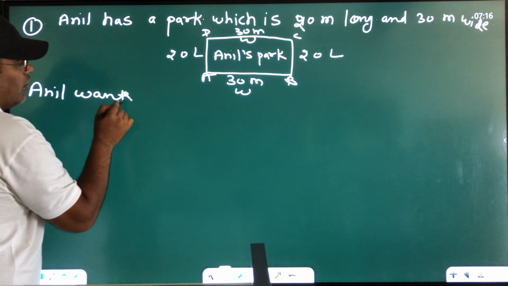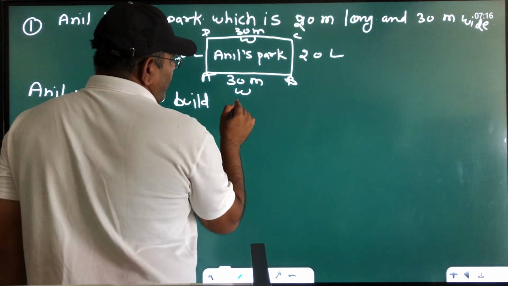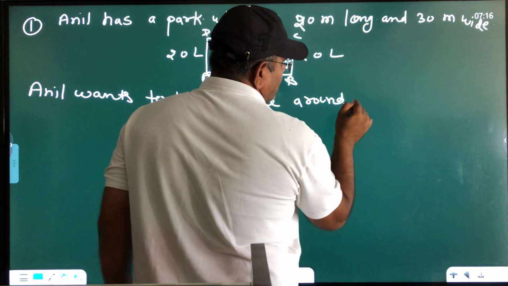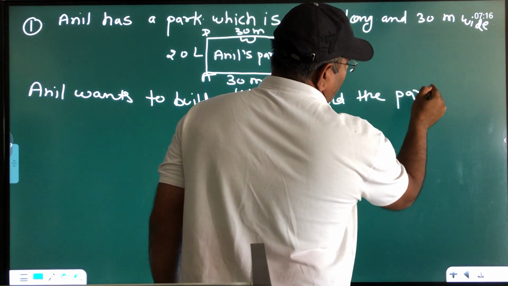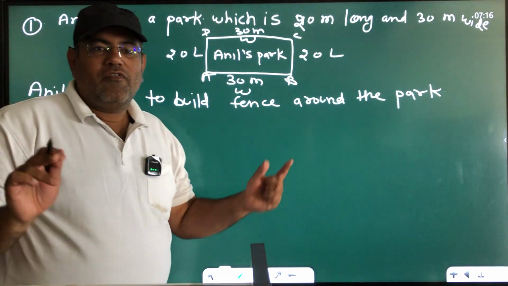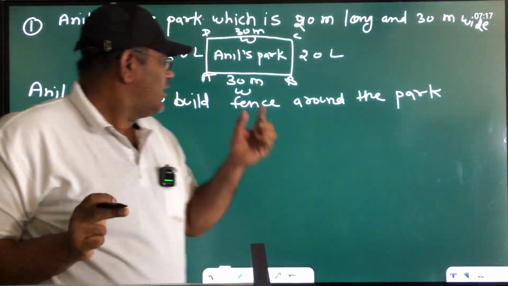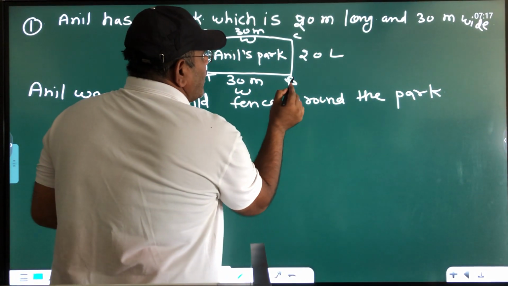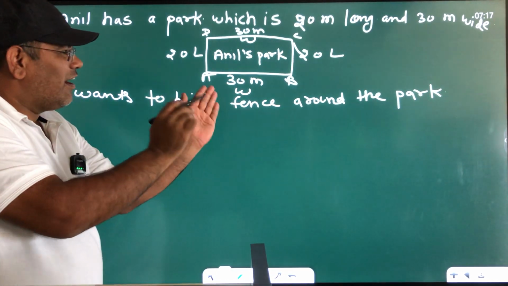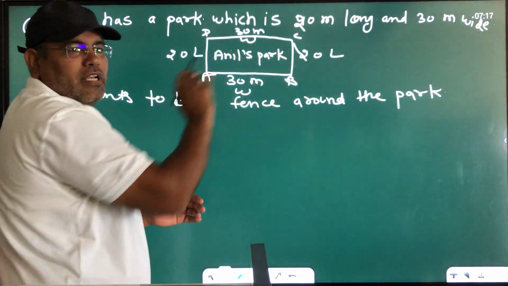wants to build a fence around the park. Okay? Anil wants to build a fence. Fence means a barrier. Is that clear? Around the park, here. Around. Do you understand? Around the park, Anil wants to build a fence. Fence means a barrier. Is that clear?